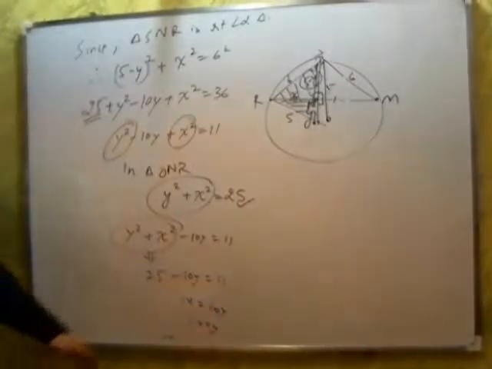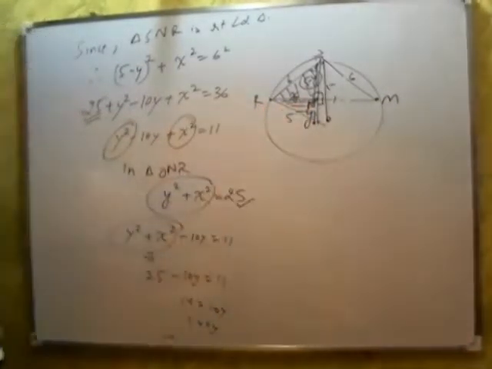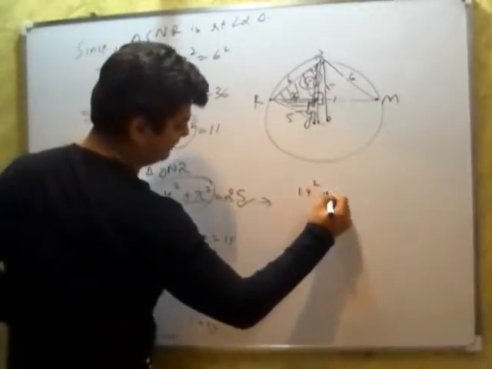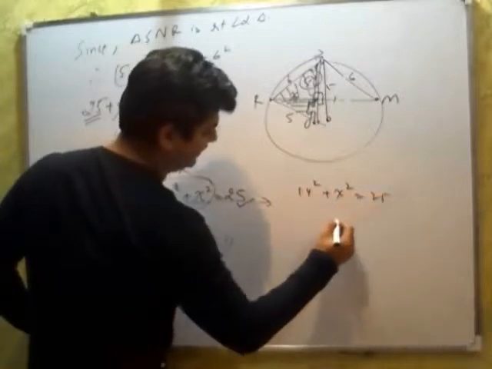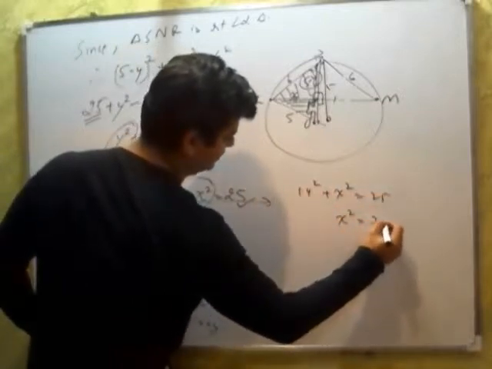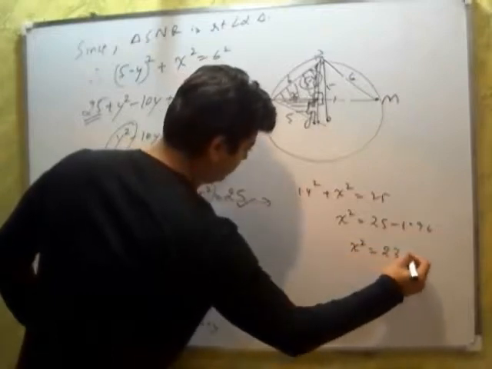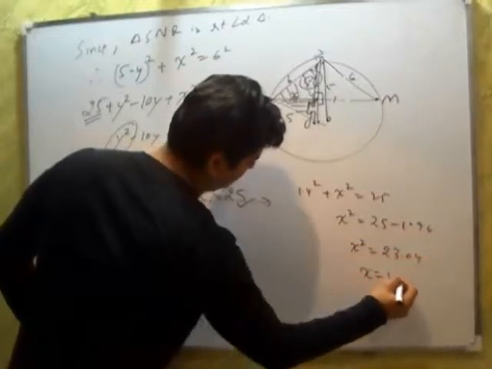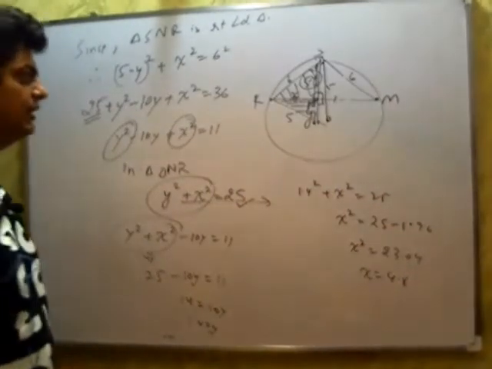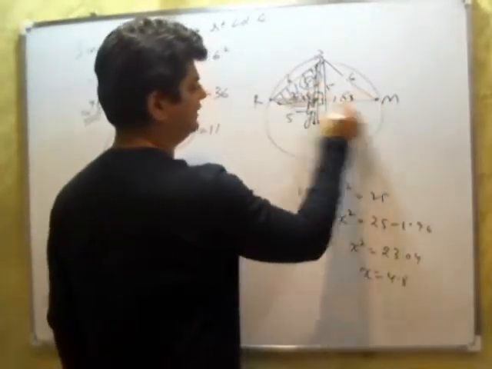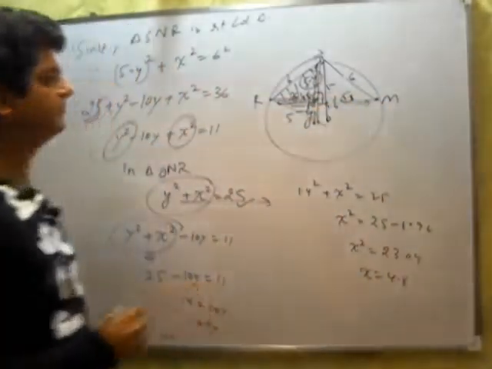And you wanted to find x, so you substitute y in this equation: 1.4 square plus x square should have been 25. That means x square should have been 25 minus 1.96, that means x square should have been 23.04, that means x should have been 4.8. That means this is 4.8, this is 4.8, the full one is 9.6. I hope I am clear with my point.